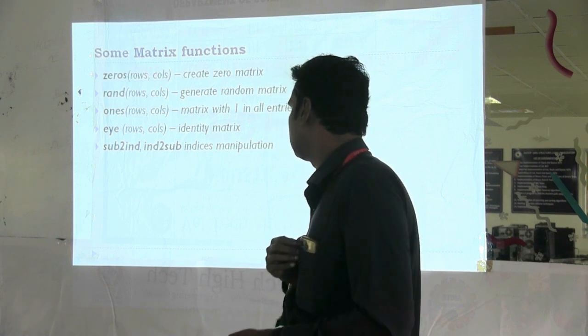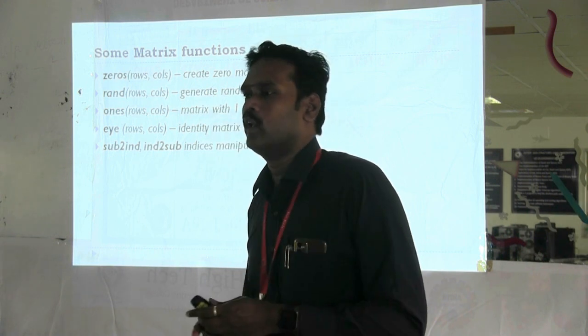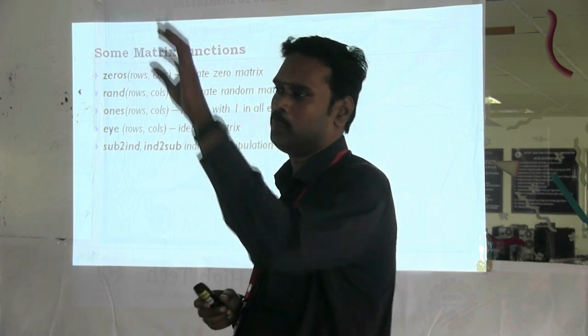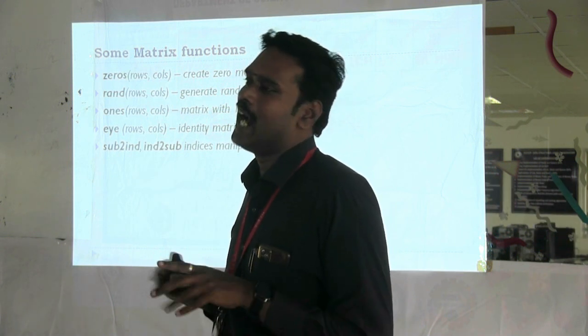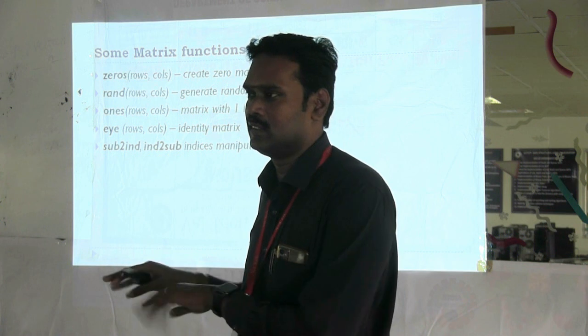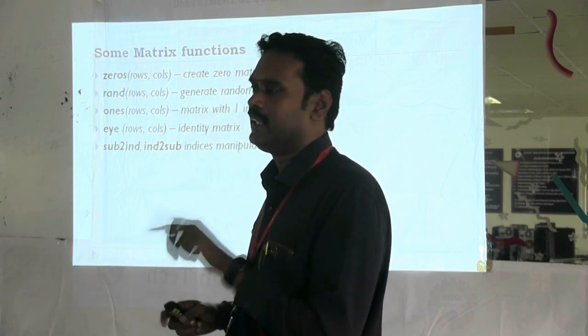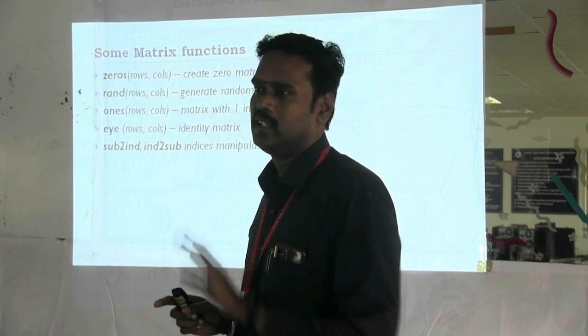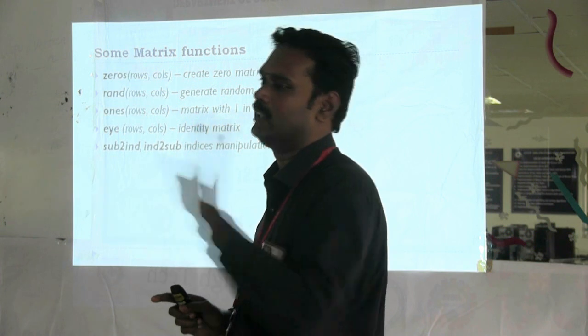So what is zeros? Open the bracket, close the bracket, rows and columns. How many rows and how many columns do I need? Suppose I want to type a zero matrix, 10 cross 10. We can't type all the values, 0, 0, 0, 0, 0. Just put zeros, open bracket, 10, 10, close the bracket. If we enter it, a 10 cross 10 matrix will come with all 0 values.